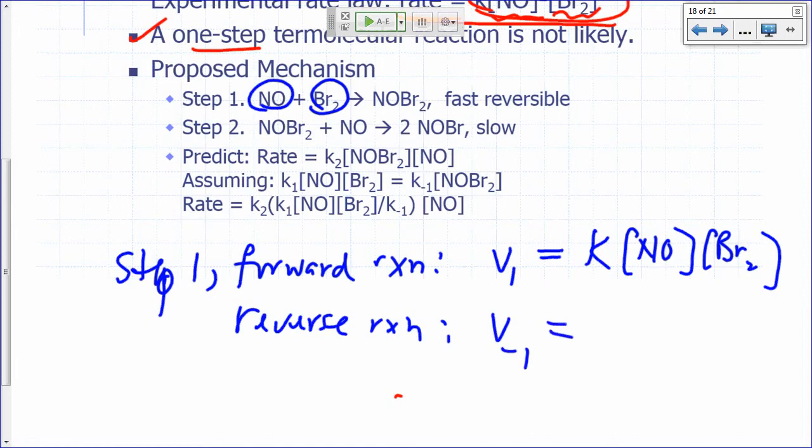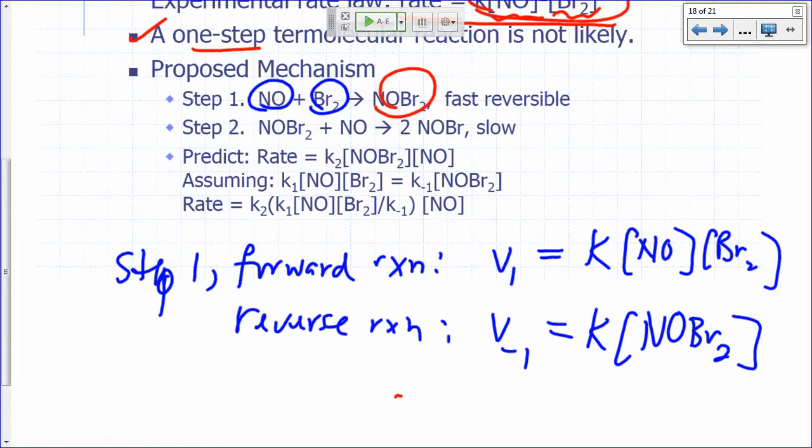V sub -1, that's usually how we would write it, is equal to some constant K times, what's the reactant for the reverse of step 1? What do we mean by the reverse of step 1? The product is behaving like the reactant and the reactant is behaving like the product, right? So this is your reactant for the reverse of step 1. So it's equal to K times the concentration of NOBr2, okay?